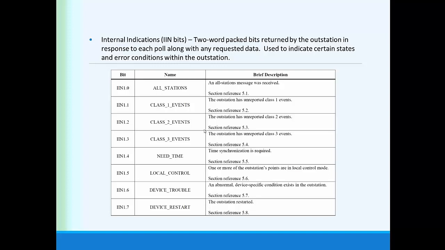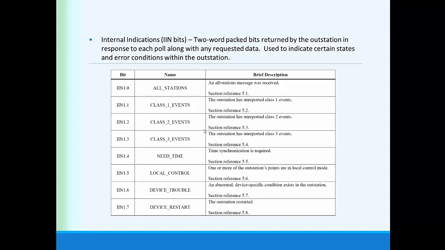Because DNP was conceived of during a time when master-slave communication was basically the state of the art, the IIN bit was invented, if you will, simply as a means for the outstation to communicate information that it wants to communicate to the master station without initiating independent communications. If that makes sense. So what happens is you're expecting the master station is polling maybe every 2 seconds.